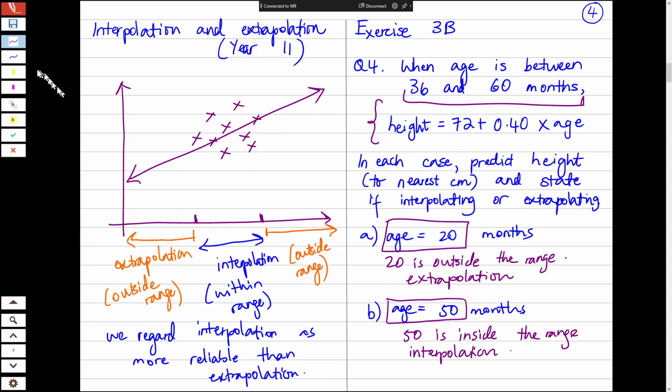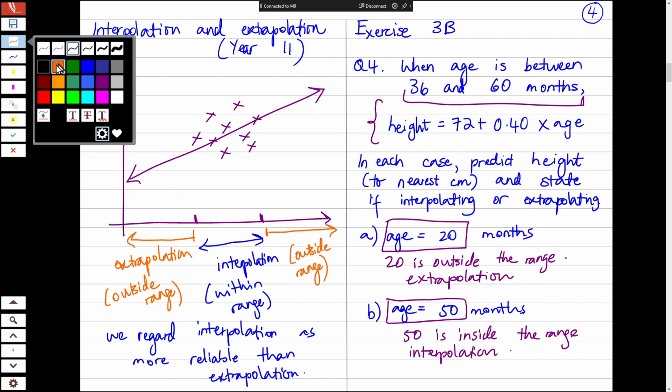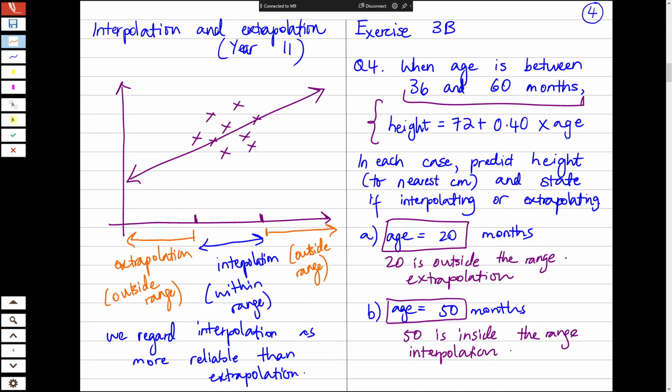Okay. So you're going to substitute age equals 50 into the equation. So height equals 72 plus 0.4 times the age that I want. So the age this time is 50. Okay, and you should get 92 if you do that calculation.